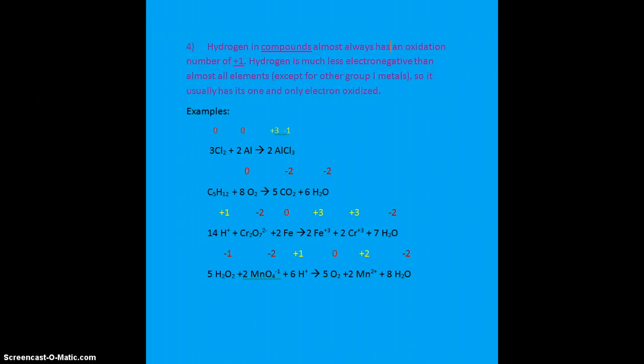This is because hydrogen is one of the least electronegative atoms of almost all elements. The exception would be the larger group 1 elements, lithium, sodium, potassium. Those are a little less electronegative still than hydrogen, but because hydrogen doesn't have much of an attraction for electrons, when it combines with other atoms, its electron gets pulled away from it. It gets oxidized, and it only has 1 electron, so it's usually +1 in combined form.